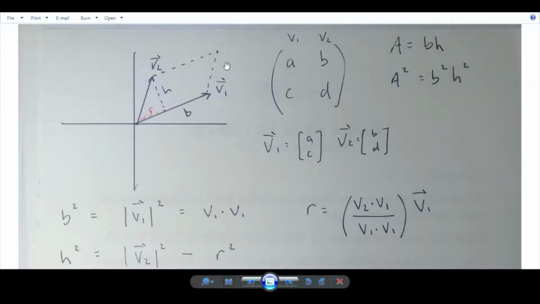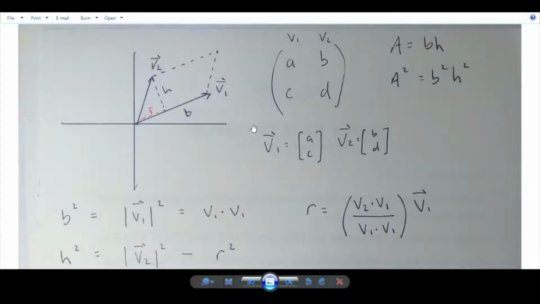Now, what we've been told is that if I work out the determinant of this matrix, which we know is AD minus BC, that'll give us the area of this parallelogram. So today I want to take a quick look at that and see whether or not that is the case.